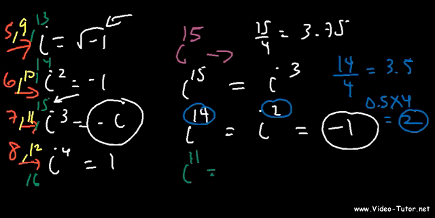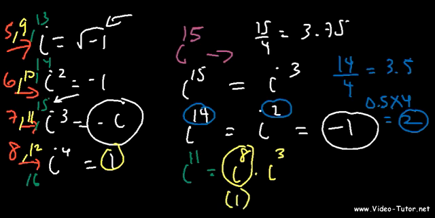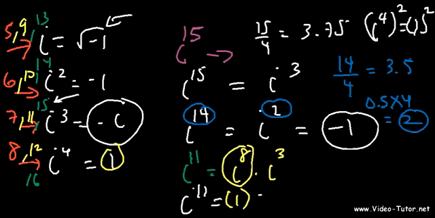So let's say you want to calculate i to the 11th. How many times does 4 go into 11? 4 goes into 11 2 times, because 4 times 2 is 8. So the remainder is 3. i to the 8th, which is a multiple of 4, is going to be 1. Remember, i to the 8th is basically i to the 4th squared, which is just 1 squared, which is 1. So therefore, i to the 11th is equal to the remaining part, i to the 3rd. And i to the 3rd, we know it's just -i.